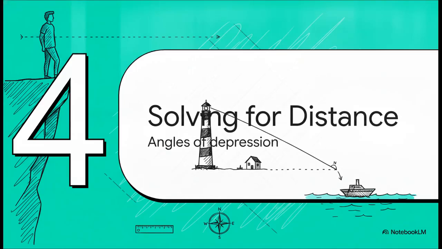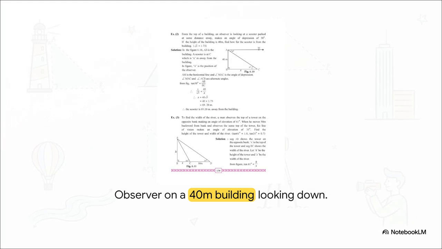Section 4, Solving for distance. Excellent work so far. Now we will use this exact same perspective to calculate how far away an object is located, rather than how tall it is. Imagine an observer standing at the top of a building that is exactly 40 meters high. They are looking down at a parked scooter on the ground, creating an angle of depression of 30 degrees. We need to find exactly how far that scooter is from the base of the building.